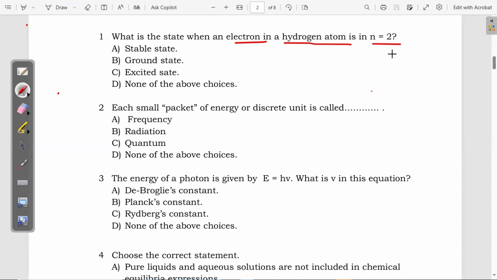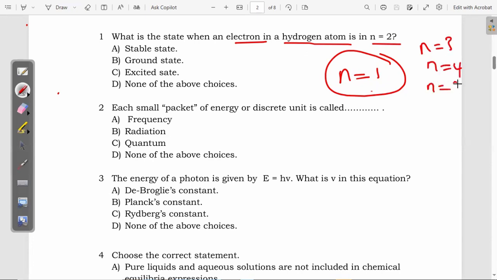Okay, whatever she said is the correct answer. If the electron is in any state apart from the ground state, we say that the electron is in the excited state. The ground state is when n is equal to 1. Any n higher than 1, might be N3, N4, whatever, means that the electron is in the excited state. So we'll pick C as our answer.